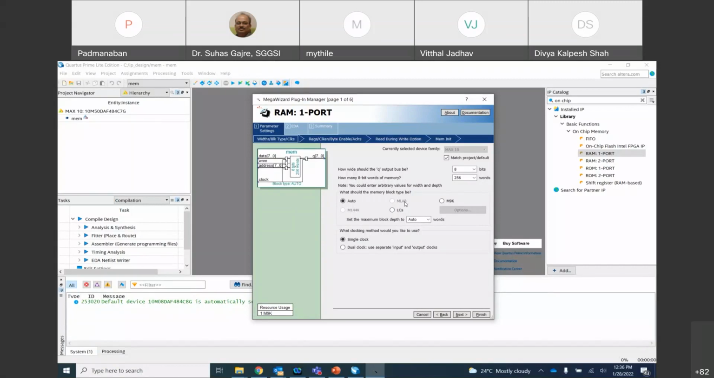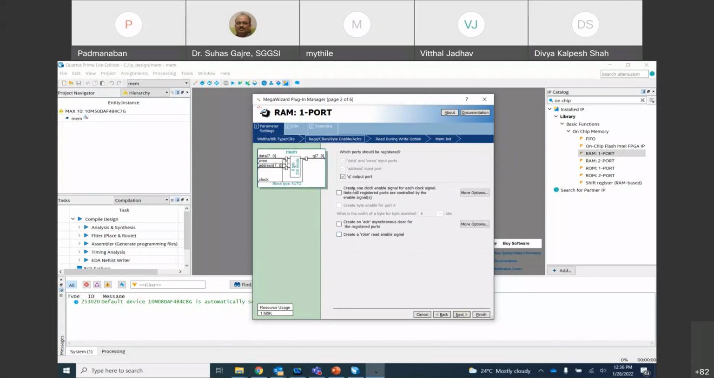If I want a block memory, then you can take that M9K. This is a block RAM which is already available. You can select whichever you want. If you keep auto, then the tool will select on its own by looking at the architecture. So you can see how wide you are telling, that 8 bits and then 256 words you want. If you want to change it, you can change it. Otherwise, you can keep it here. But what are the other options we wanted to try here? Say next here.